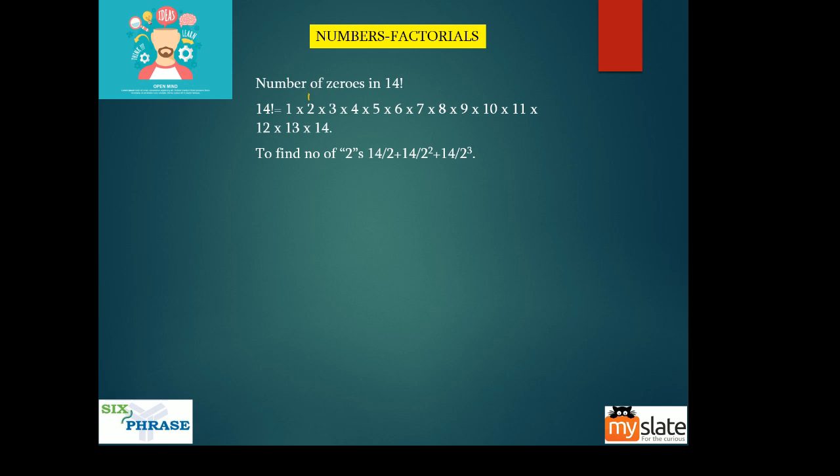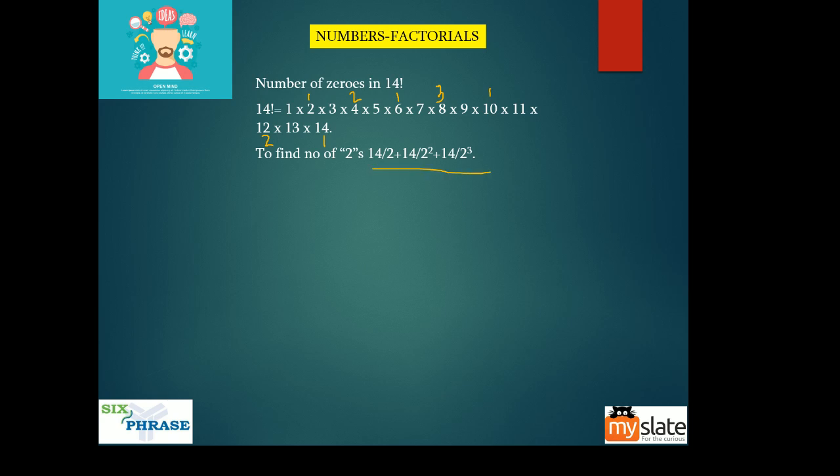So 1, 2, 1, 3, 1, 2, 1. Yes? See, 12 is nothing but 4 into 3. How many 2's are there in 4? So this is actually 2. This is the reason why counting like this becomes a big problem. So it is easy to do it this way.